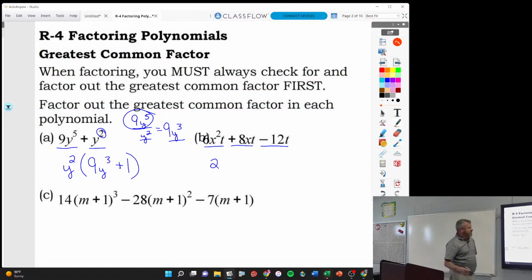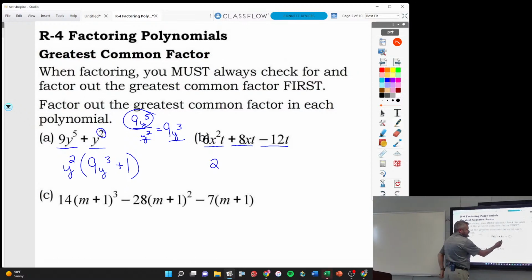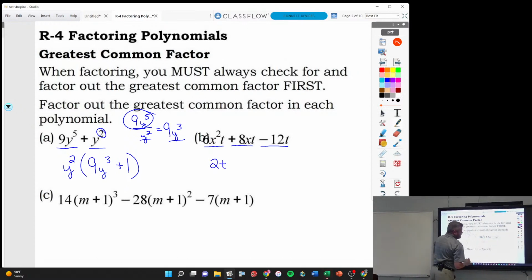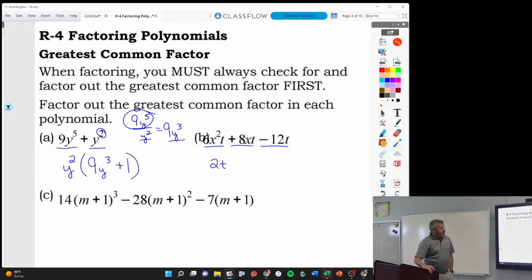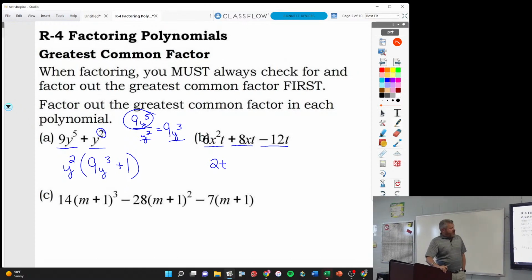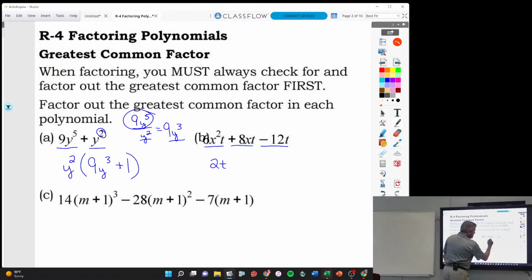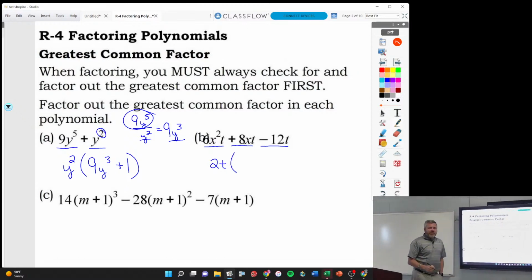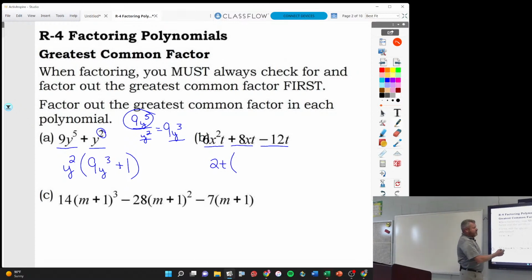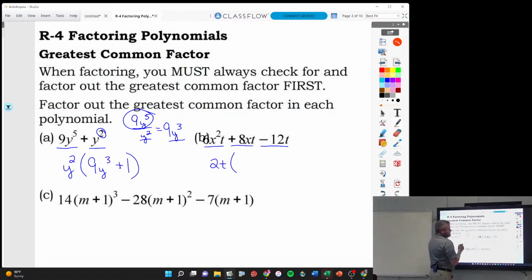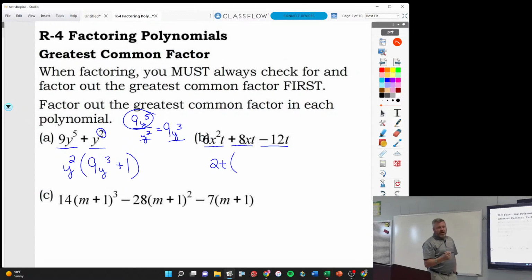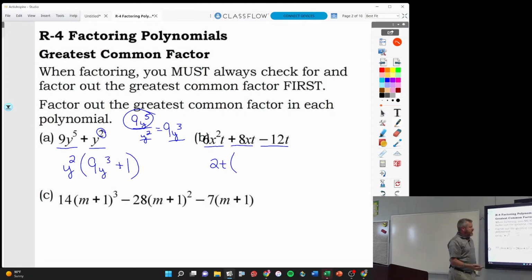How about t's? Well, the first one has a t, the second one has a t, the third one has a t, so I can factor a t out of all three terms. And because all three terms have a t, I look at the exponent. Well, the smallest exponent on that t is 1, so I'm factoring out grand total 2t. So now we have to ask ourselves, what can we multiply that 2t by to get back my original trinomial of 6x squared t plus 8xt minus 12t? And again, we do that by division.